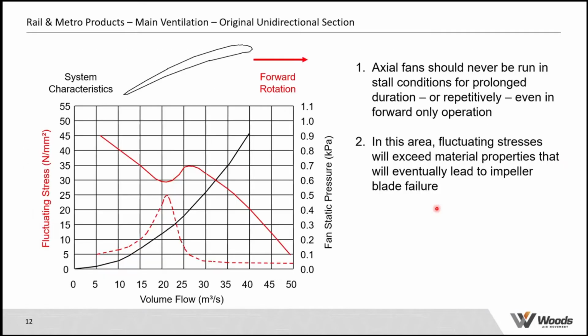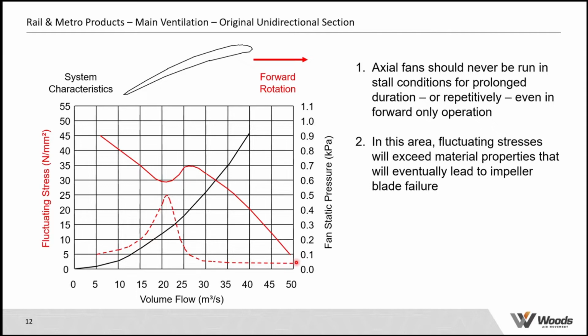So to show that a little bit more clearly, we've got this graph. It's drawn slightly differently, but it's the same information. The solid black line represents the system curve. The solid red line represents the fan performance curve, and where the two intersect, that's our normal operating point. Now these curves continue and they show this dip in performance. This is what we would determine as the stall area. But what's important to look at here is this dotted red line, and this represents the fluctuating stresses that feature on the blade, on the fan.